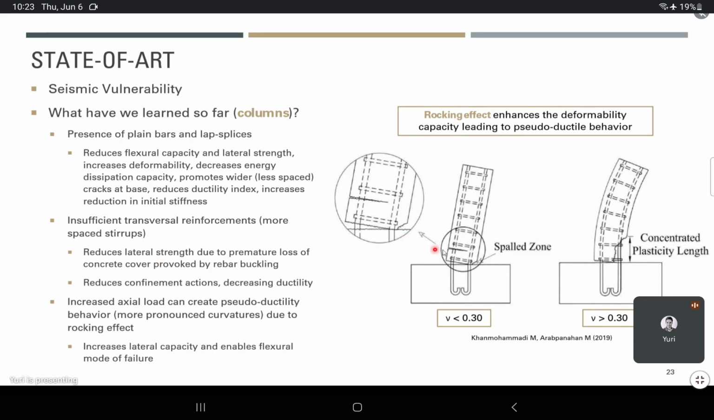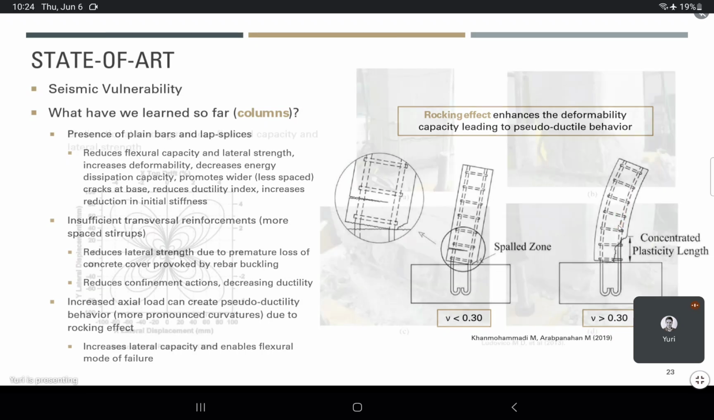Also, insufficient transverse reinforcement reduces lateral strength due to premature loss of concrete cover, provoked by rebar buckling. It reduces confinement action because of decreasing ductility. We also checked that if we increase the axial load on these columns, we might get a pseudo ductility. This is because of a rocking mechanism: if you enhance the loading on the column, you will have a flexural behavior mode type of failure. So this actually gives you a little bit more ductility.